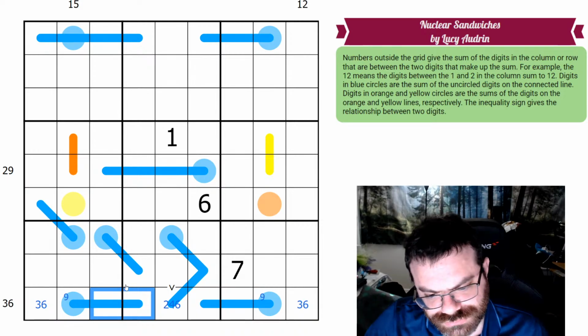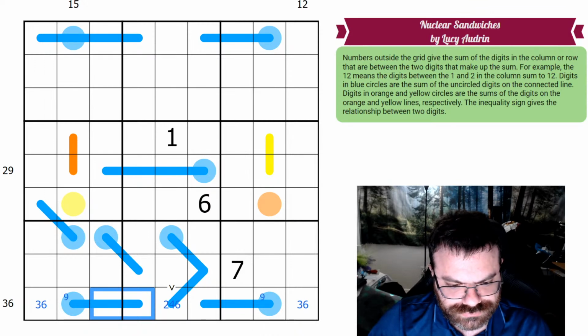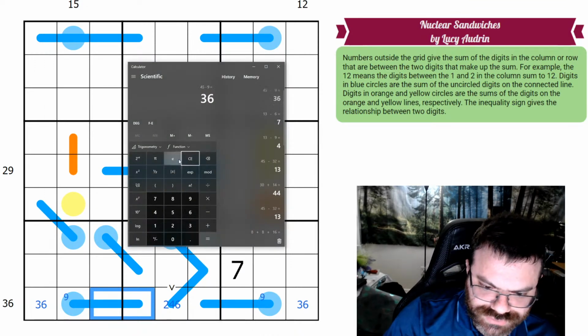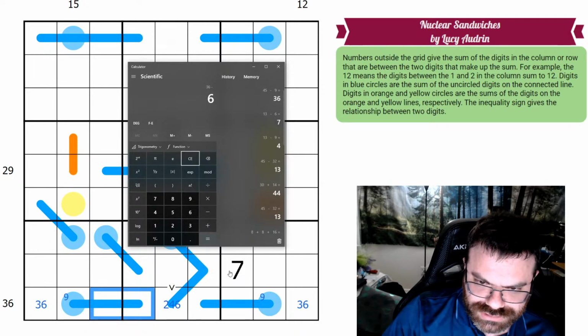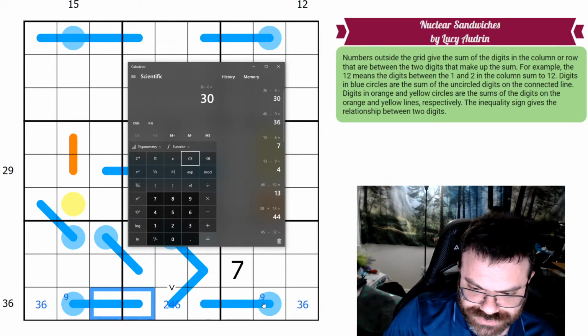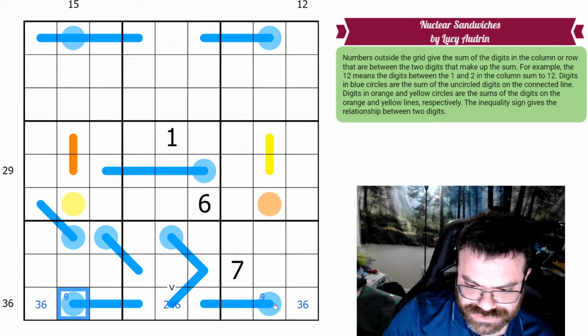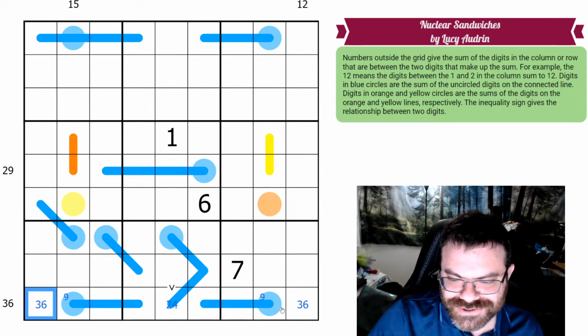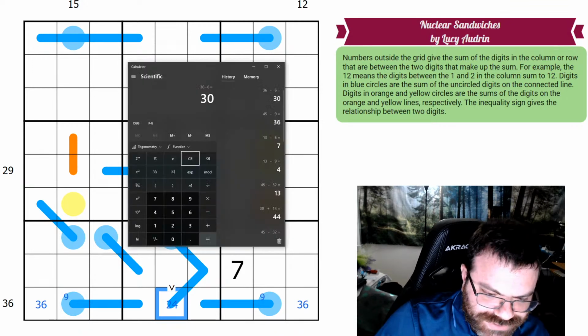So let me think about that. So we have 36 in the middle there. Let's say 30 was left over. Then these would add to 15. So that would be 9, 6. But we can't do that. So we can't have a 6 here. Oh, wait. Of course we can't have a 6 here. There's a 3, 6 pair. Okay, what if we were a 4?